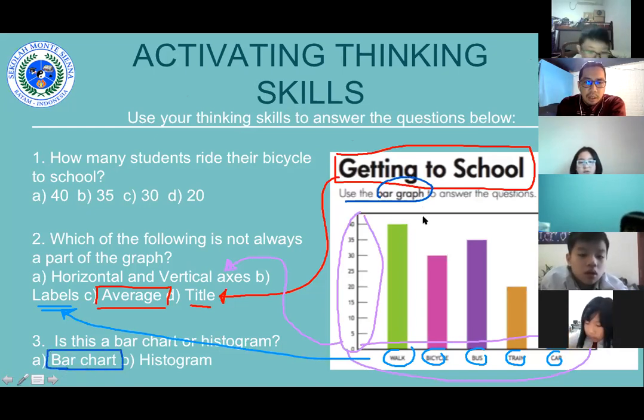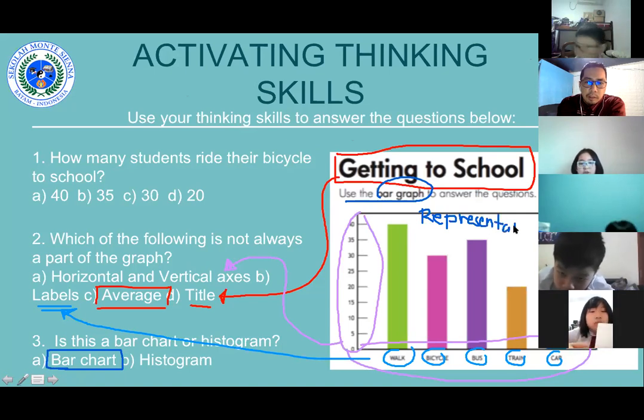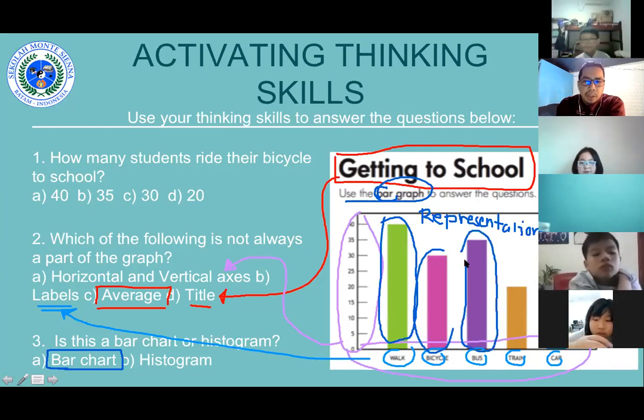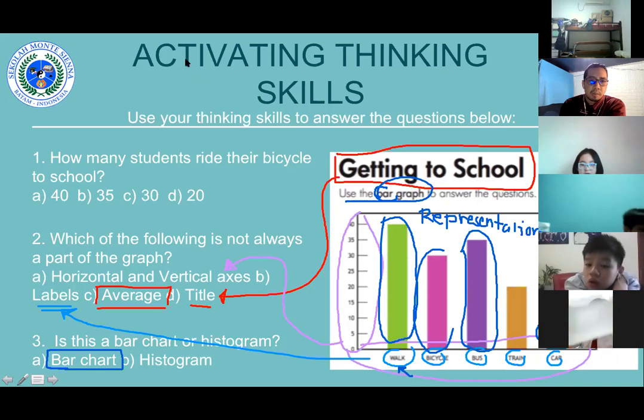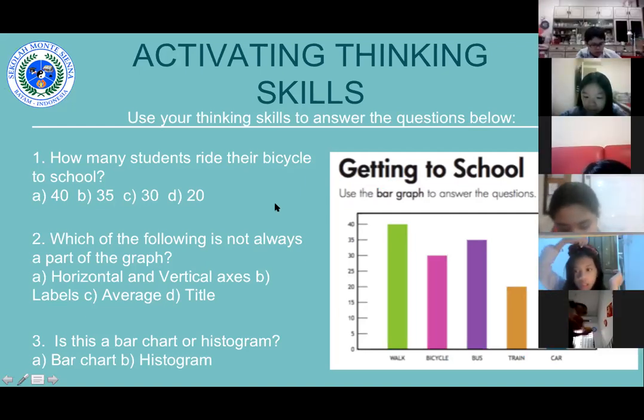Now, when you say bar graph, it's only a representation, a representation that uses a bar. So these bars are green, pink, and purple. They represent something. For example, this green represents the people or students who walk. And then blue, using a car and other modes of transportation. Now, the focus of our discussion today, we're going to do some representation using a graph. I shared this slide with you already in Class Dojo. So I hope you read it, or some of you already printed a copy so that it would be easy for you to understand and follow our discussion.